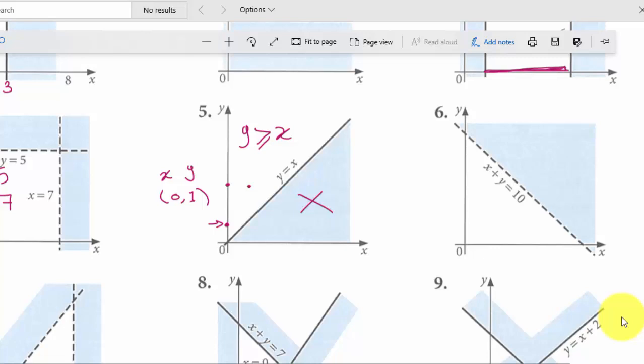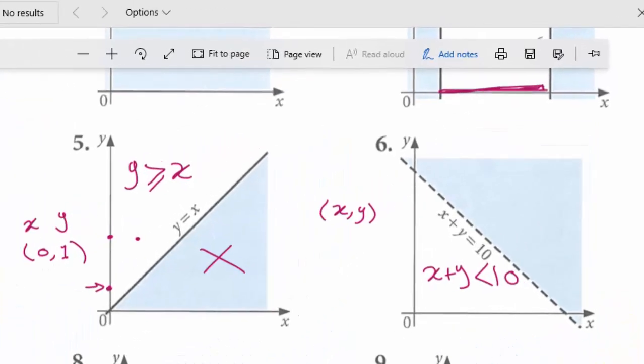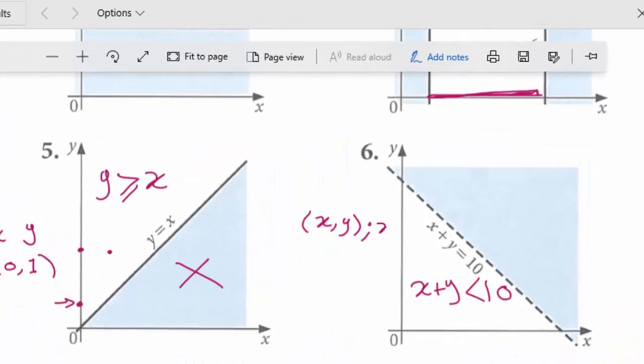For this one, x plus y is equal to 10. Since it's dashed line, it means x plus y is less than 10. There is no equal with it. There is another way to write the exact same inequality. We can say it's x and y while x plus y is less than 10. So if you saw something like this, it's the exact same thing as this one.